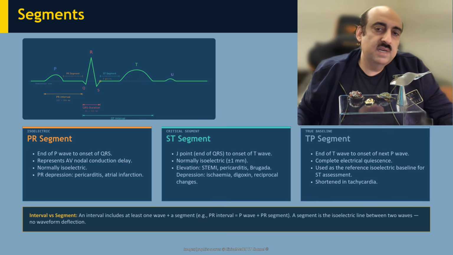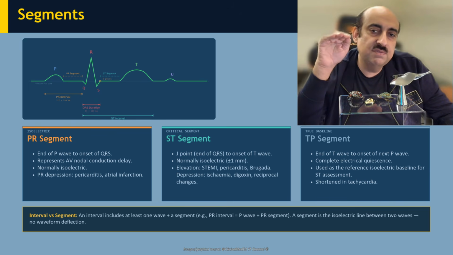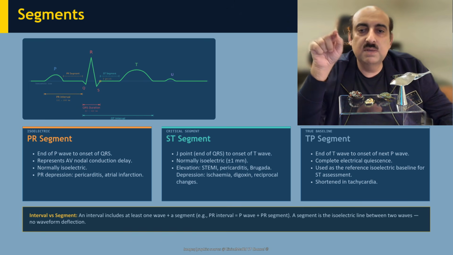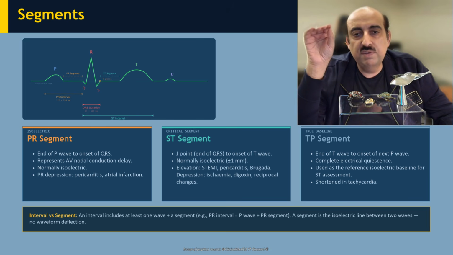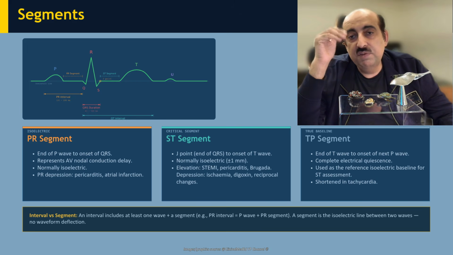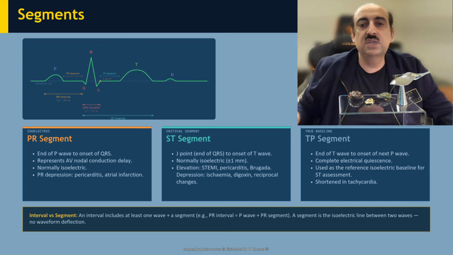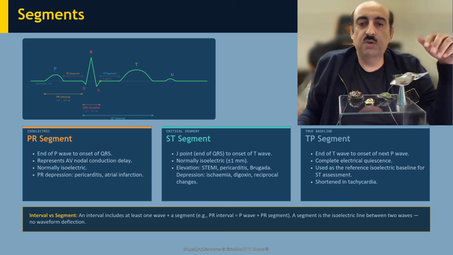Similarly, the ST segment, as the name suggests, is from the end of the S wave to the start of the T wave. It's the isoelectric line after the J point, when the QRS becomes isoelectric, to the start of the T wave. Normally it should be isoelectric, and any elevation of the ST segment would imply either ST elevation MI, pericarditis, or Brugada syndrome. Depression can also indicate ischemia, digoxin toxicity, and some other reciprocal changes in acute MI.